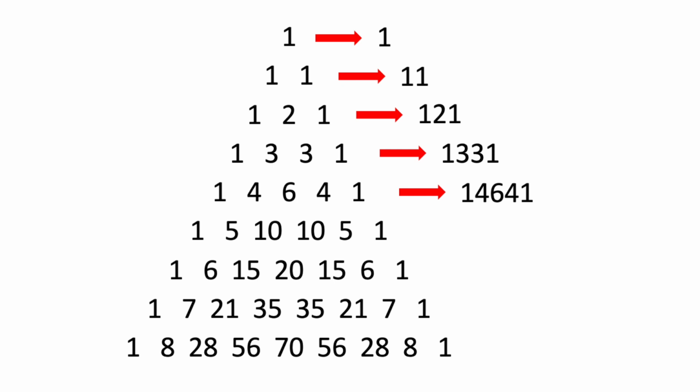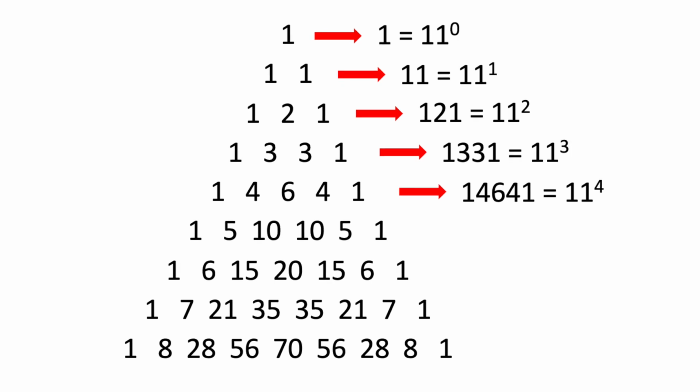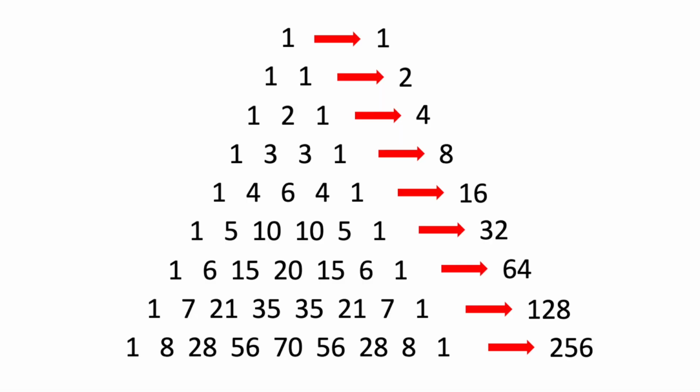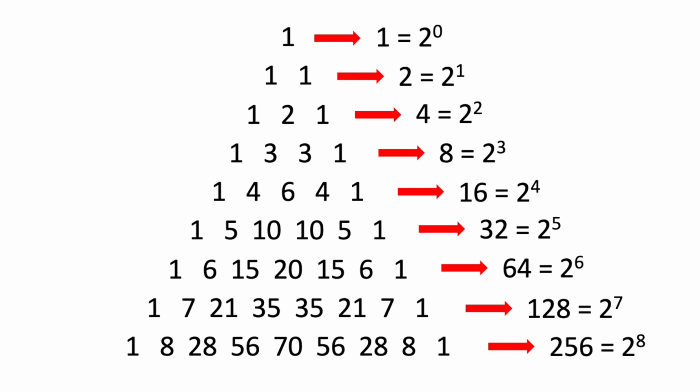That might be because they're the powers of 11, starting with 11 to the power of 0, 11 to the power of 1, 11 to the power of 2, and so on. What if instead we took the sum of the rows? Well, now we're looking at another set that you might find familiar, because these are the powers of 2, starting with 2 to the power of 0, 2 to the power of 1, and so on.